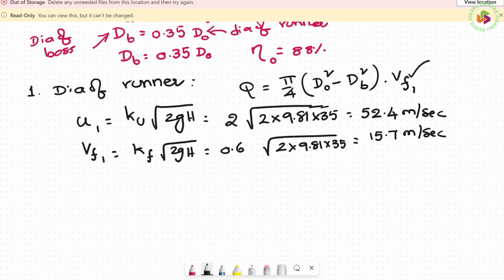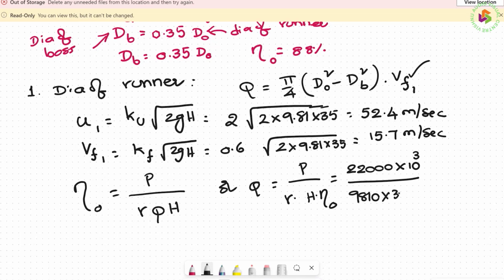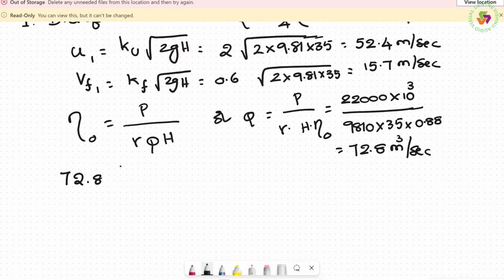Then for Q, the way to get it is through the overall efficiency. Overall efficiency is equal to P by gamma Q H, or Q is equal to P by gamma H into eta0. P is equal to 22,000 kilowatts, so 22,000 into 10 to the power of 3 divided by 9810 into 35 into eta0, which is 0.88, that is 88%. All this works out to 72.8 meter cube per second. So please remember, Q is 72.8 and VF1 is 15.7.